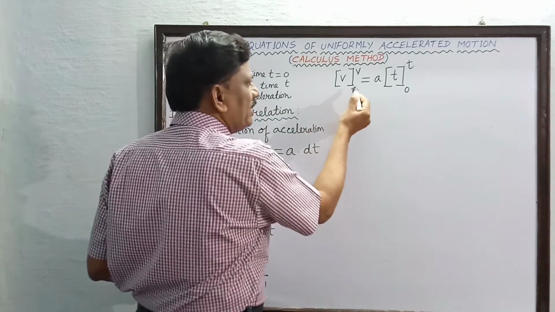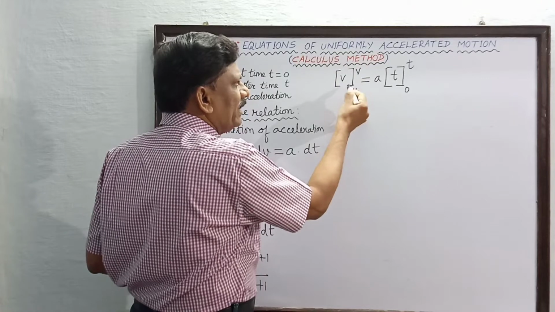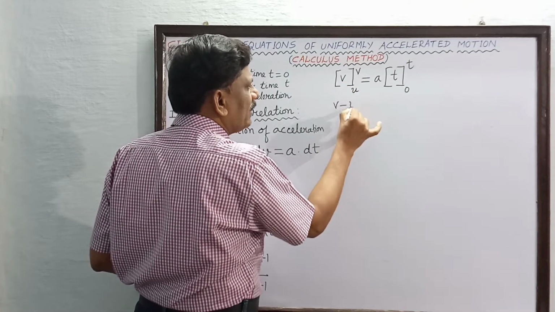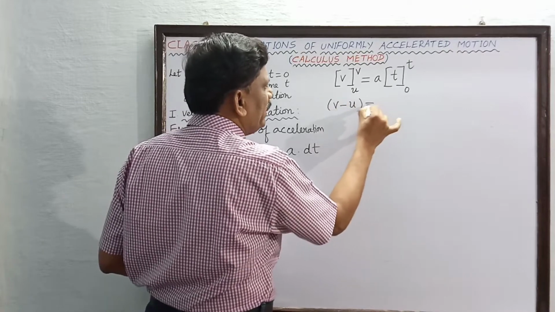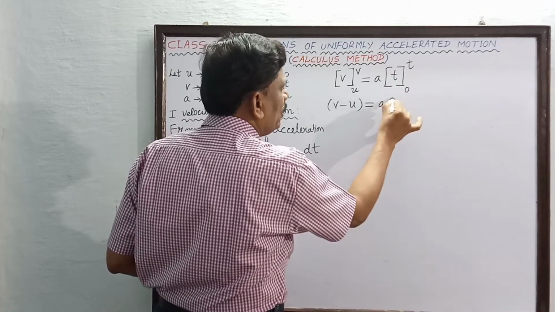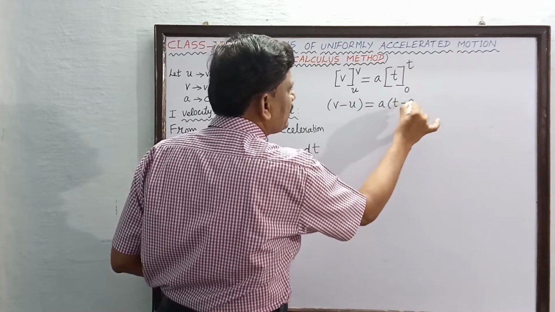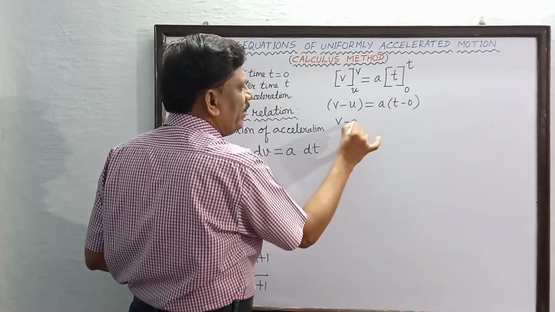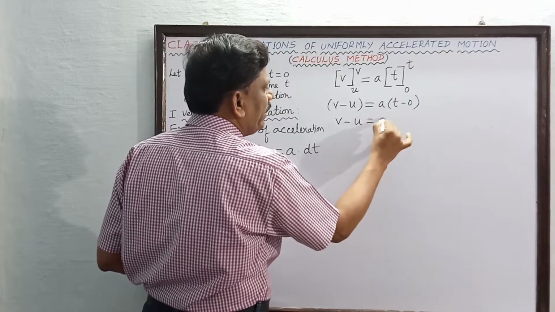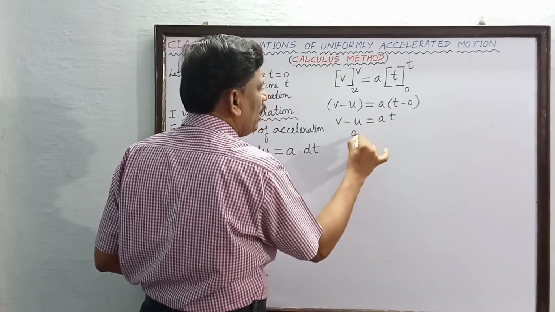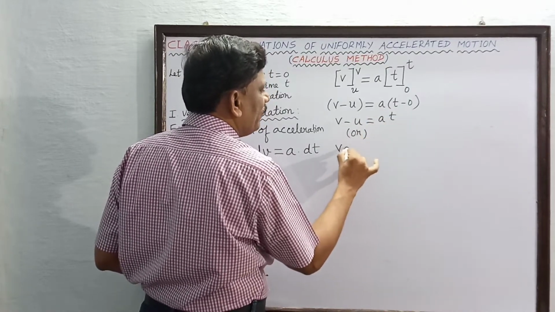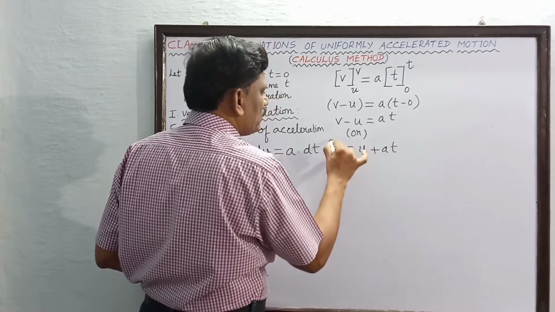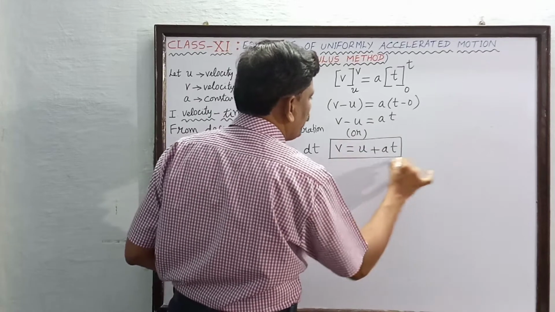Now, on the left hand side, the value of the integral is what? The upper limit minus lower limit. So the upper limit minus lower limit must be equal to a into upper limit minus lower limit. So that v minus u is equal to a into t, or I can write this as v equal to u plus at. So this is the first equation.